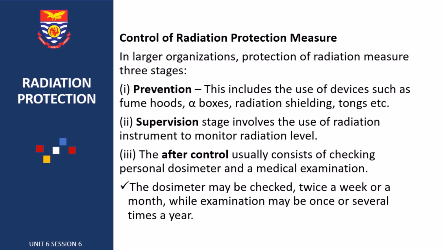The second point is the supervision stage, and this involves the use of radiation instruments to monitor the radiation levels, so that when the radiation levels are high, efforts will be made to minimize them. The third is the after control, and this usually consists of checking the personal dosimeter and the medical examination of the workers. Now, the dosimeter may be checked twice a week or a month, but medical examination may be done once or several times in a year.